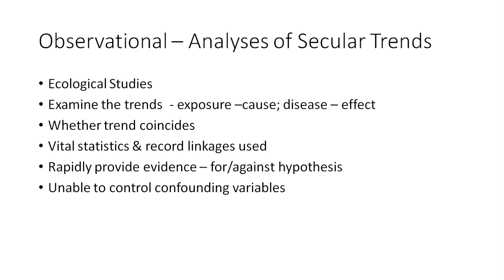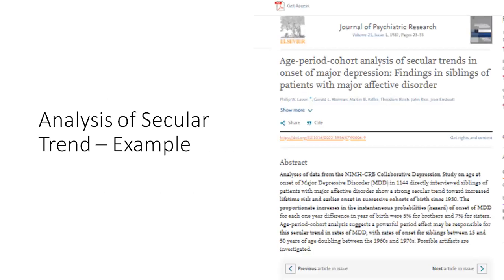So what we are trying to do here is provide evidence either for or against a hypothesis. And the major drawback of this particular analysis of secular trend is it cannot control the confounding variables. An example of analysis of secular trend is one trying to find major depression in the siblings with major affective disorders, published in the Journal of Psychiatric Research.